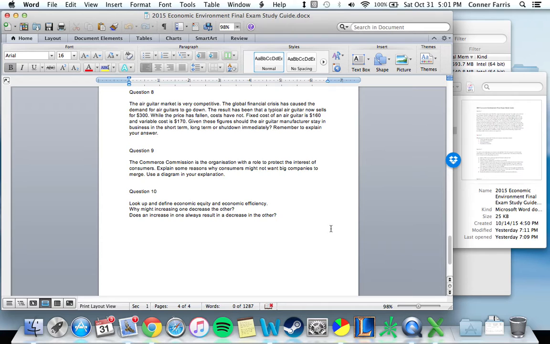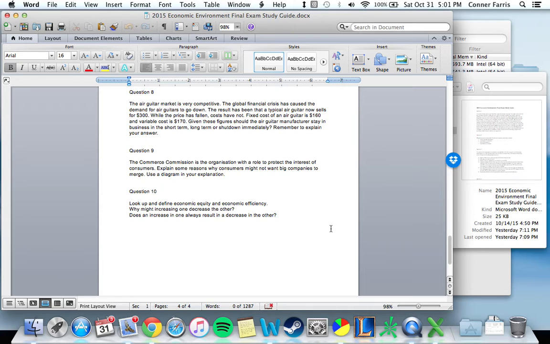So that's equity. Efficiency is, well, if we're going to use the money thing again, then who's going to use that money best? We want to give those people the money. So it's not a wonderful economic example, but that is equity versus efficiency. So you're going to be asked a question. You're going to have to compare equity versus efficiency. And if you have any questions on that, you should be able to Google it, or you can email me. That'd be totally fine. So why might increasing one decrease the other?